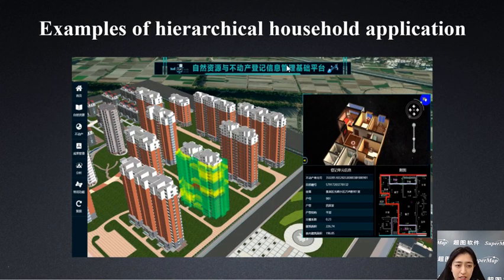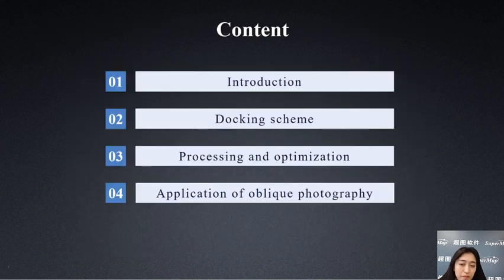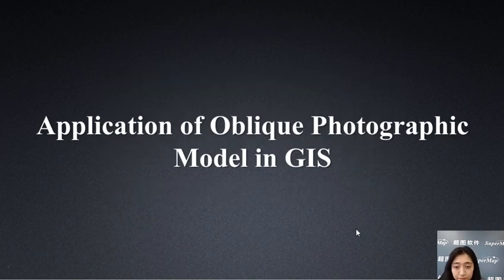It could apply in the real estate and property household inquiry. And this is a natural resource and real estate registration information management platform. We could use it in this platform to query each floor and do some other operations. Okay, and then let's look at our last part, the application of the oblique photography.